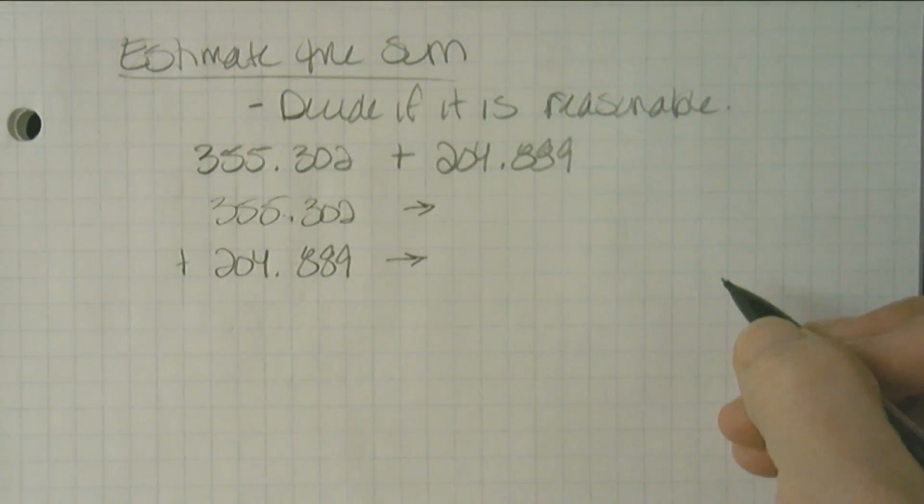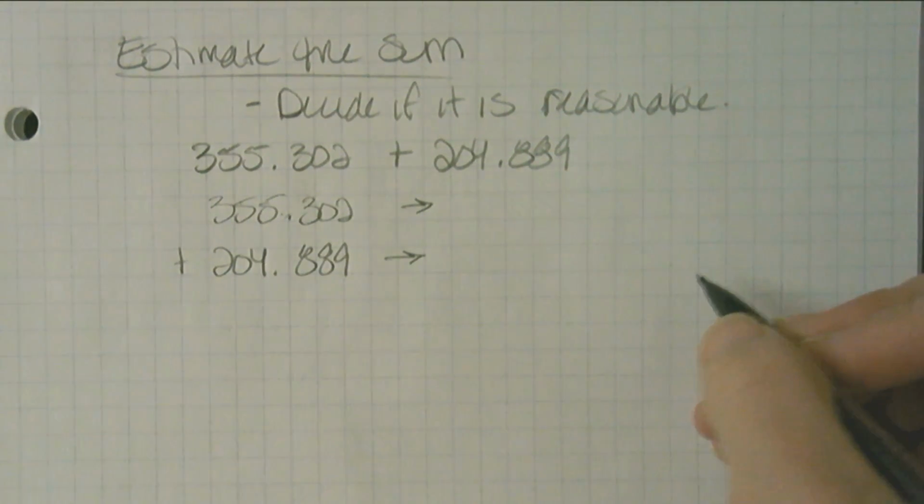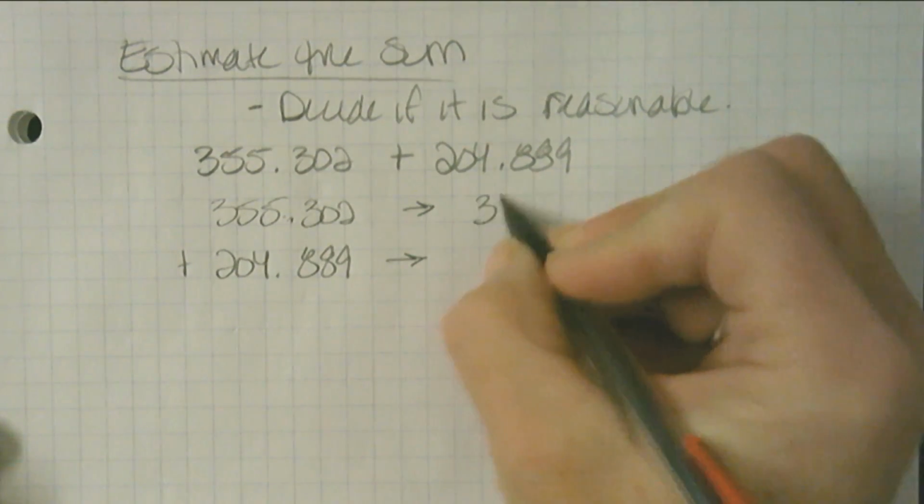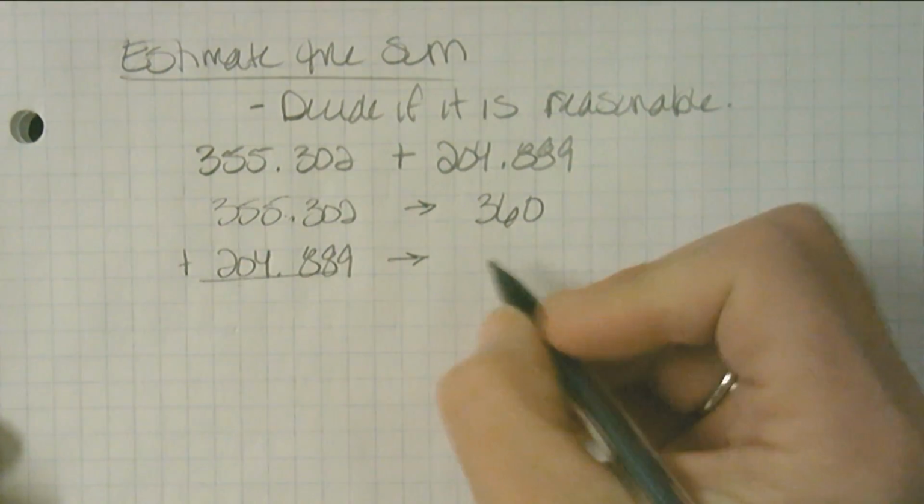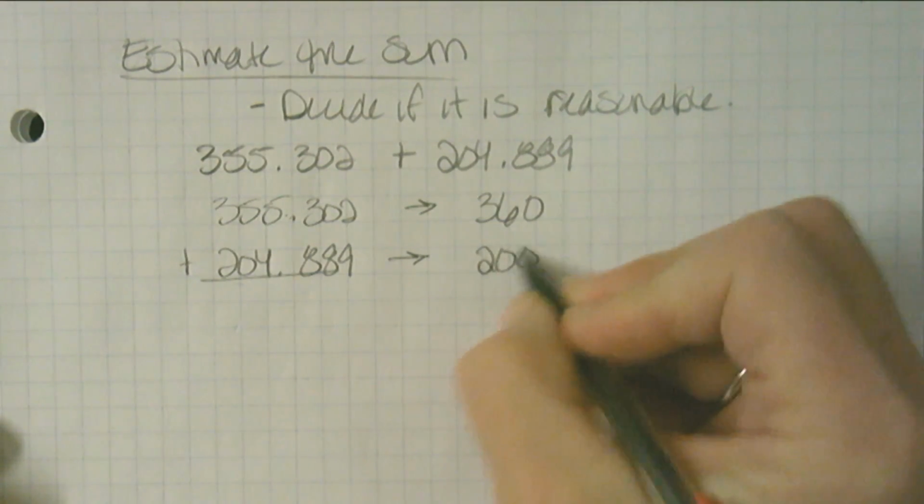What are you going to round 355.3022 to? Mateo? Excellent. What are you going to round the second one to, Mateo? Excellent.